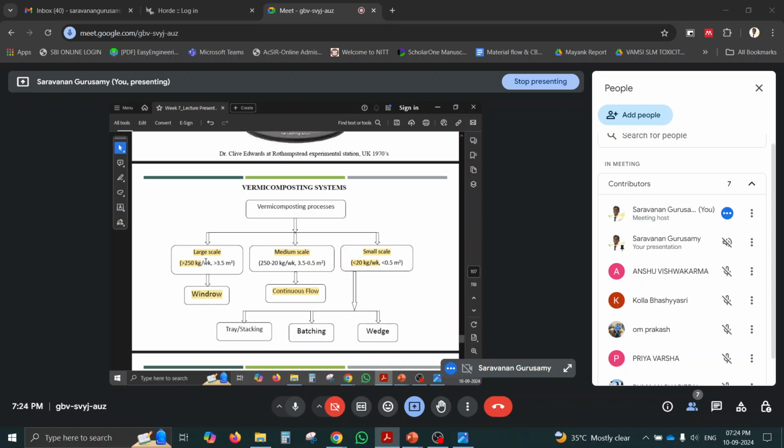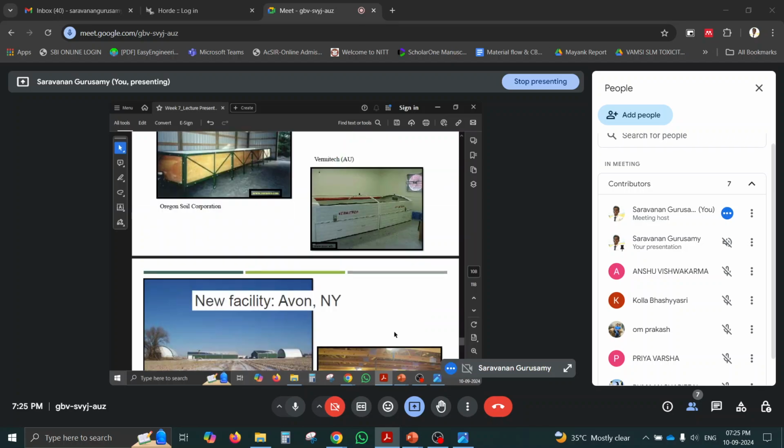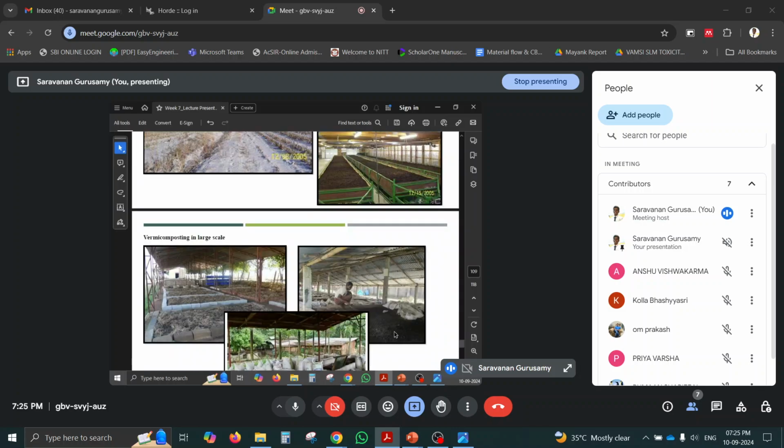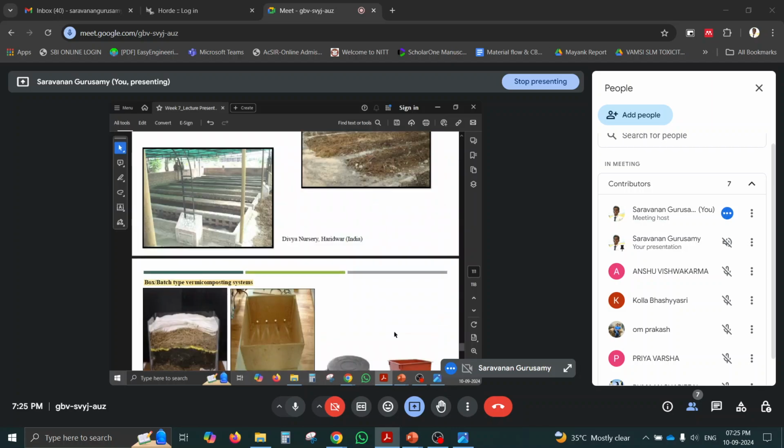If the scale of production is higher, then we can go for windrow. Windrow is always suitable for community level composting. If it is a rural area, then we can go for in-vessel composting, like smaller scale production. If it is a medium scale, we can go with the continuous flow. If it is a small scale, we can go with the reactors, like tray stacking, batching, or wedge type. Okay. So these are all different examples of vermicomposting and success stories.